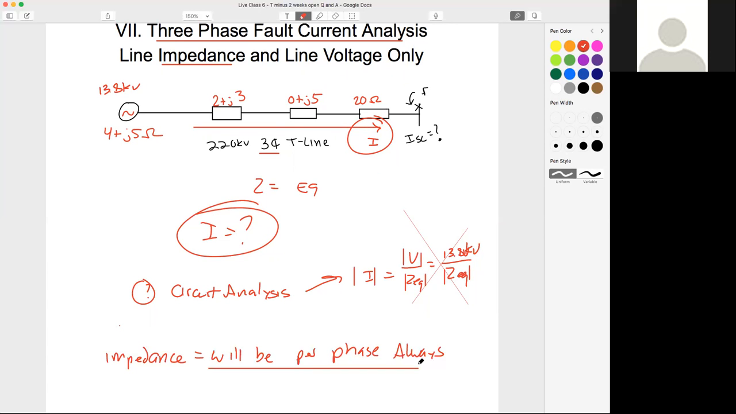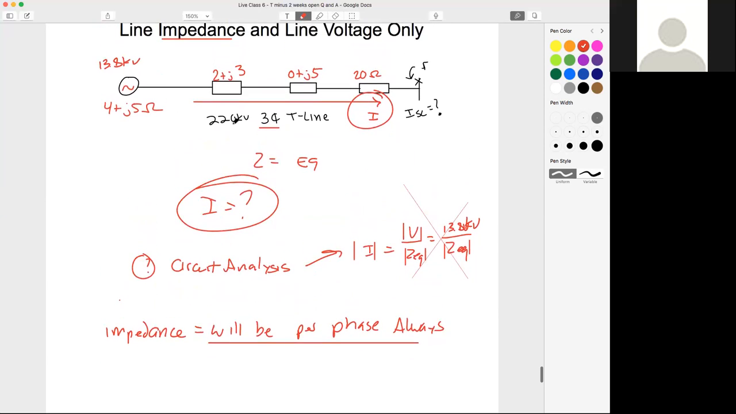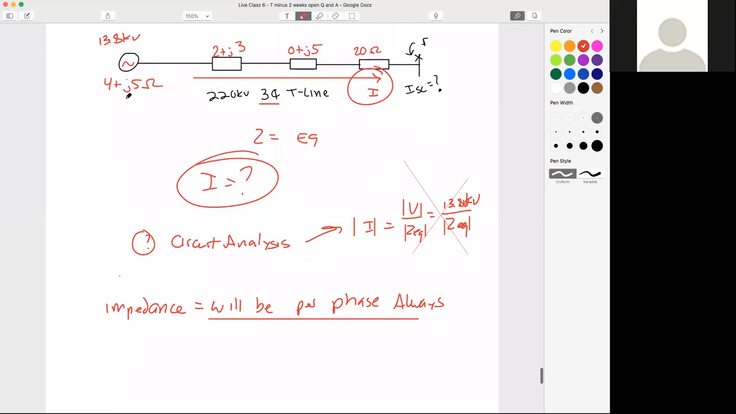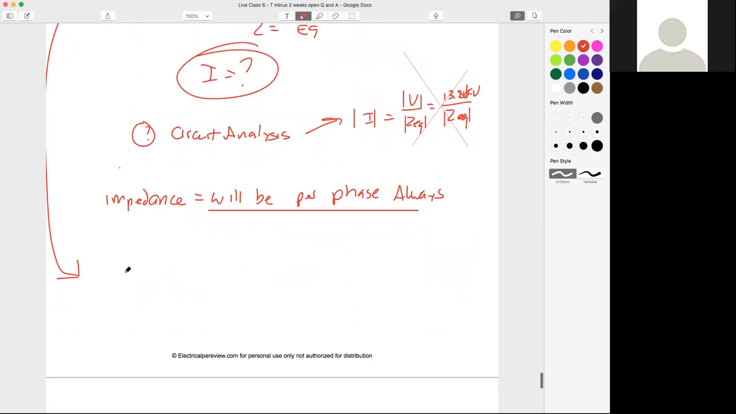Yeah, so exactly. What if we took this? So this is a one-line diagram, right? When we want to solve for current, couldn't we take this and draw a single phase equivalent circuit? Here's our generator. Here's the first impedance. Here's my second impedance. Here's my third impedance. Now I can solve for I, but I got to use what? I got to use that phase voltage.